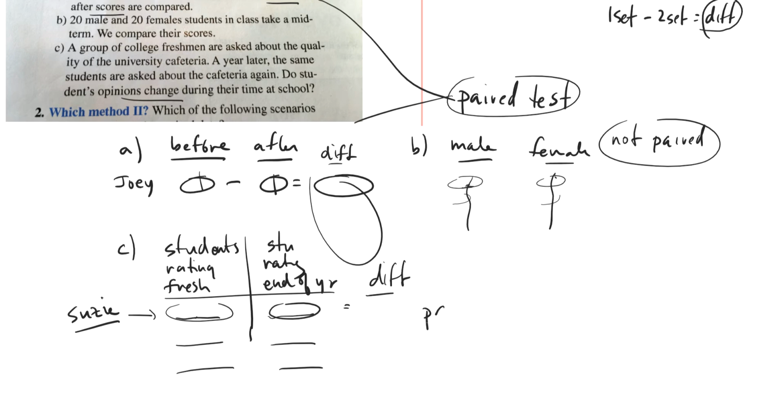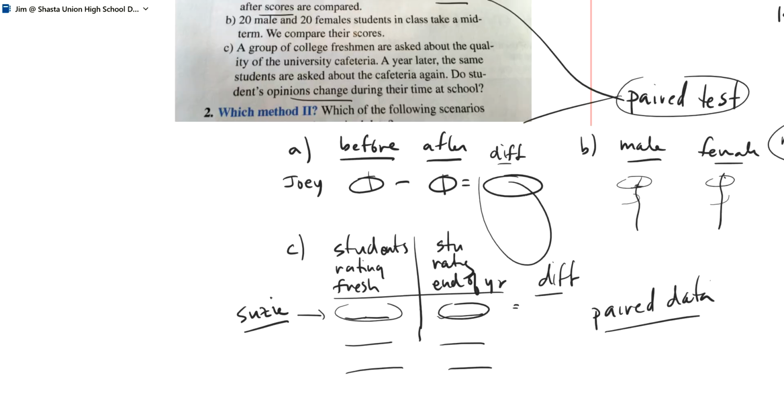So this would be paired tests or paired data. Okay. So there's problem number one. Let's take a look at problem number three.